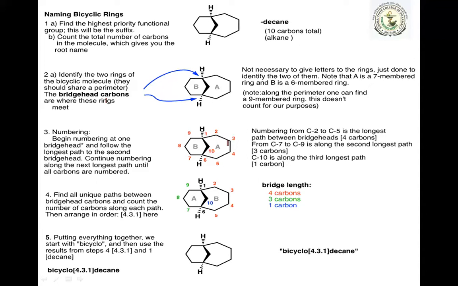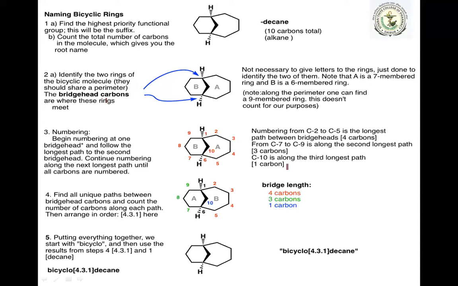1, 2, 3, 4. In the second path, how many carbons are there? 1, 2 and 3. And again in the third path, how many carbons are there? Only 1. So you find each unique path between these bridgehead carbons and count the number of carbons along each path, and you arrange them in decreasing order, which is 4.3.1. So the bridge lengths are: first 4 carbons, second 3 carbons and third 1 carbon.